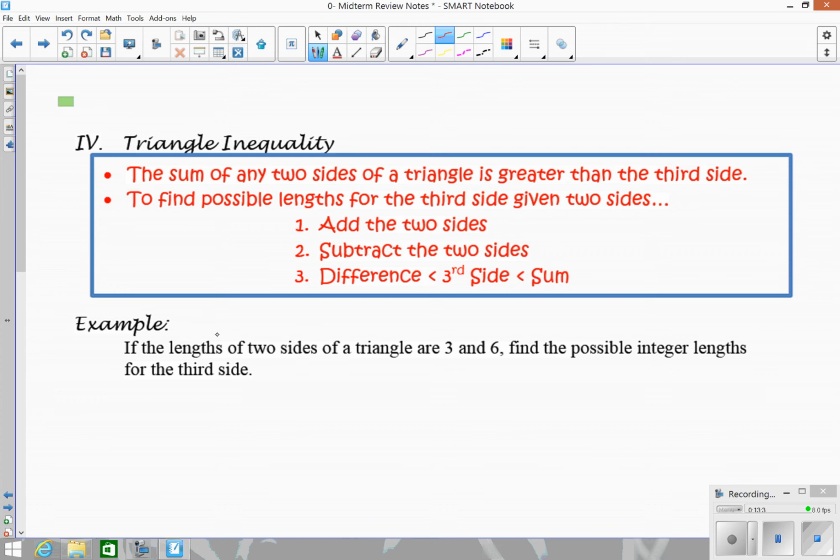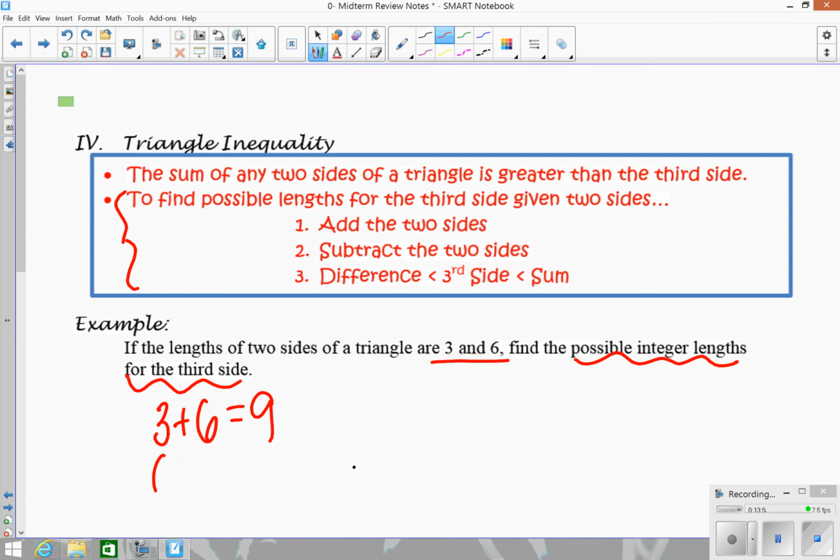But what if you have an example like this where they give you two sides, so they give you 3 and 6, and they want you to find the possible integer lengths for the third side. This is where you're going to follow this process here. You're going to add the two sides. So I'm going to add 3 and 6. That gives me 9. Then I'm going to subtract them. It's always going to be big minus small here. You don't want a negative side length. So you get 3 and 9.